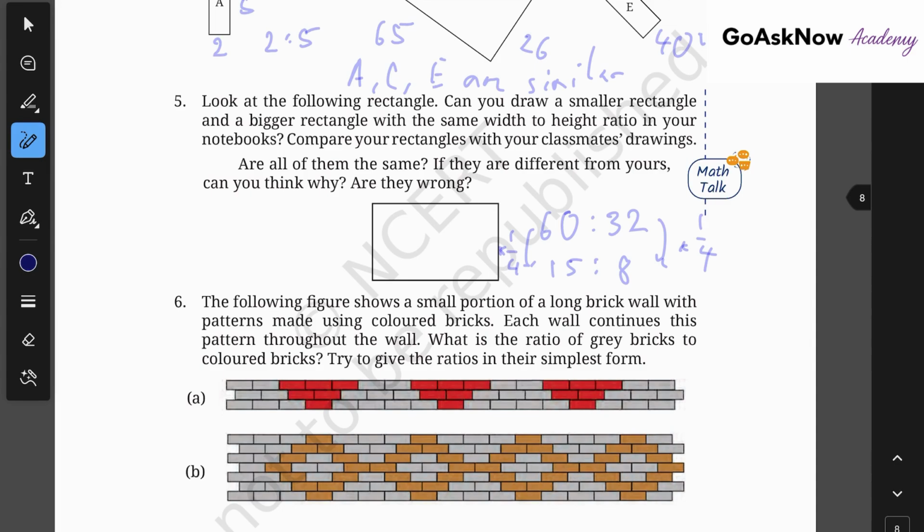You can do a bigger rectangle by multiplying both sides by a factor of 2, 3, 4, any factor you can multiply it by, and they'll still be similar. So let's multiply both sides by 2. So you'll get 60 times 2 is 120, and 32 times 2 is 64. So 120 to 64 is the width to height ratio for the bigger rectangle.